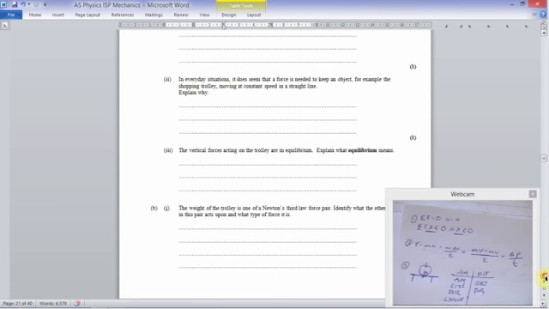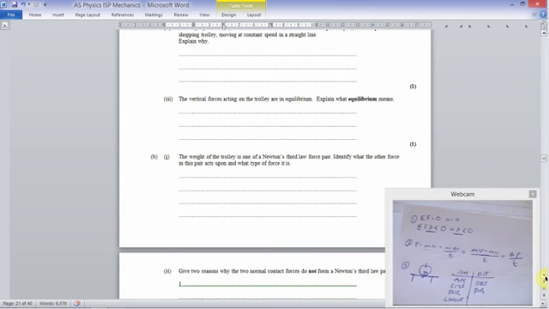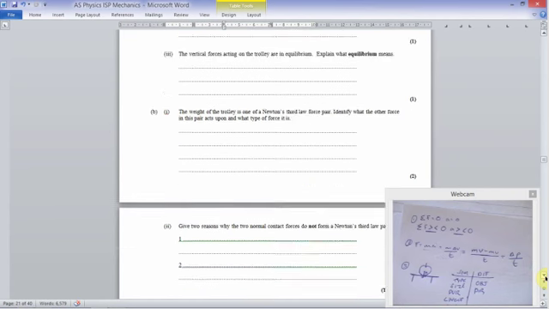The vertical forces acting on the trolley are in equilibrium. Explain what we mean by equilibrium. So, no resultant force. That's what equilibrium means. The weight of the trolley is one of a Newton's third law force pair. Identify what the other force in the pair acts upon, and what the type of force is.